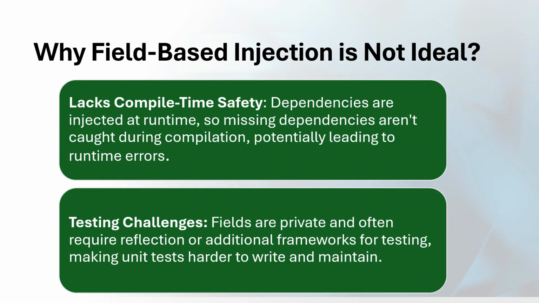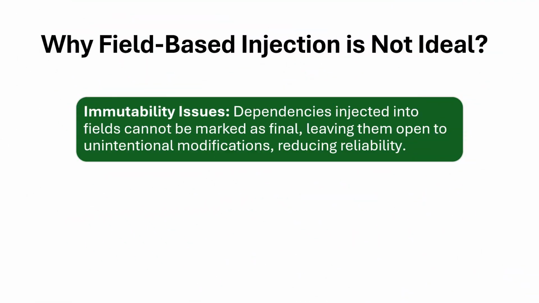We'll explore why field injection is discouraged. It lacks compile time safety, with missing dependencies only caught at runtime. Additionally, testing becomes challenging due to private fields, often needing reflection or extra tools. Field injection creates immutability issues, as dependencies cannot be marked as final, leaving them vulnerable to unintentional modifications and reducing reliability.